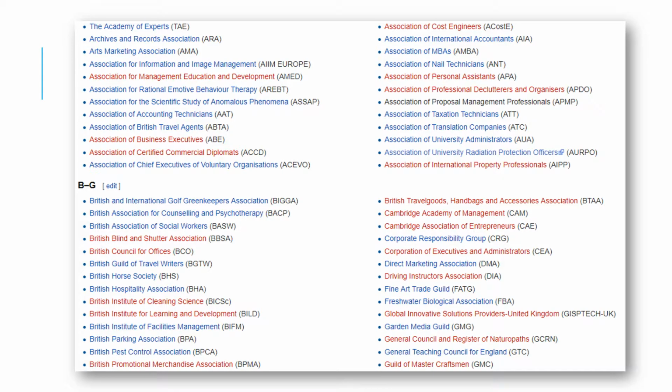Here are some other examples of trade associations. In the bottom right hand corner we can see the Driving Instructors Association. This will be a trade association for driving instructor companies. Over here we can see an association of travel agents. This is a trade association where the travel agents are the members. Over on the right hand side we can see the Association of Nail Technicians. These are the people who do your nails for you, and even they have a trade association that they can be members of.